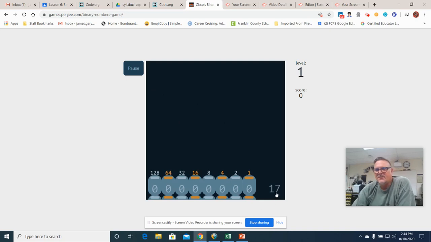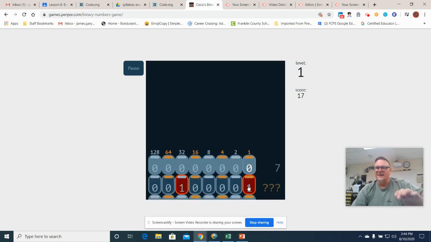All right, so it wants me to make the number 17. So some of these you can do pretty quick. I know that 16 plus 1 is 17. That was a pretty easy one. So once I complete that, when I get it correct, that block goes away, and more blocks keep coming up. So it's kind of like Tetris. If it gets all the way up to the top, my game's over. I just see what my score was.